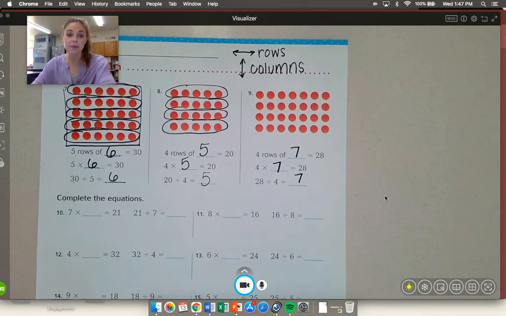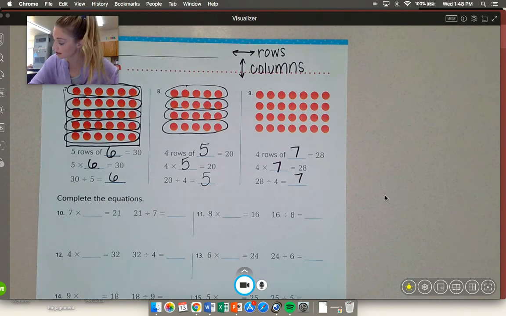So now you probably really understand that multiplication and division go together. They go together really well, and you have to know multiplication in order to know division. That's why it's really super important for you to keep practicing those multiplication facts at home. So now we just complete the equations.